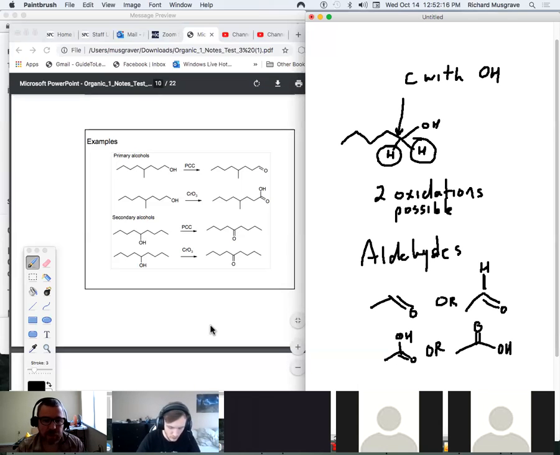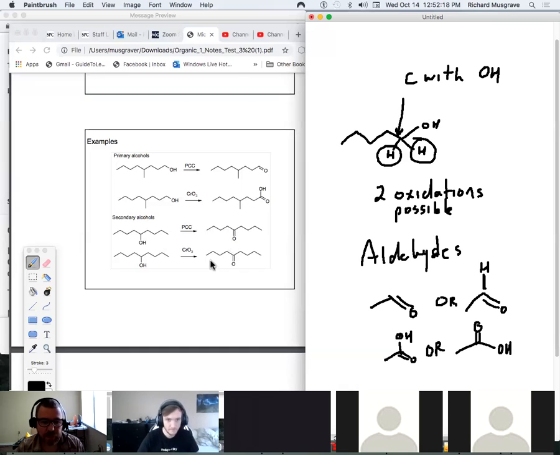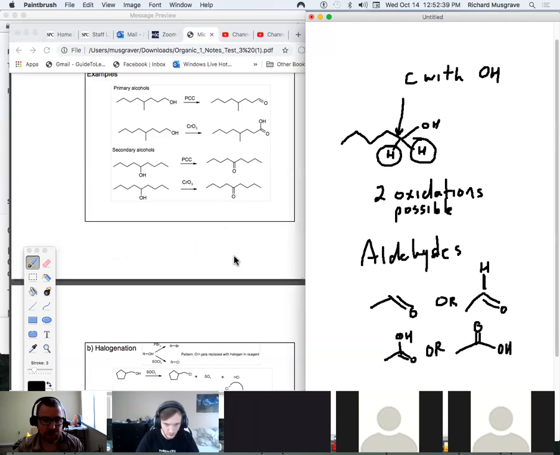Now, if you look at secondary alcohols, you can see it makes no difference which oxidizing agent you use. You'll always end up with a ketone as a product, because there's only one oxidation possible in the case of a secondary alcohol. So only one product is possible. Does anybody have any questions? Okay.